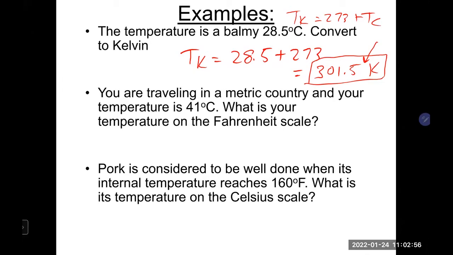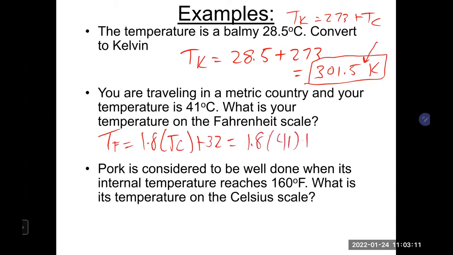So here we have Celsius and we want Fahrenheit. The temperature in Fahrenheit is 1.8 times our temperature in Celsius plus 32, which gives us 1.8 times 41 plus 32. That is going to get us, on our calculator here, 105.8 degrees Fahrenheit.